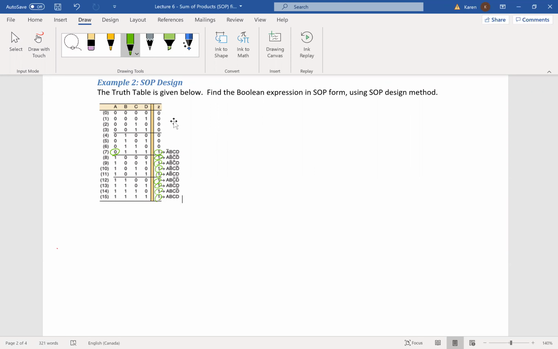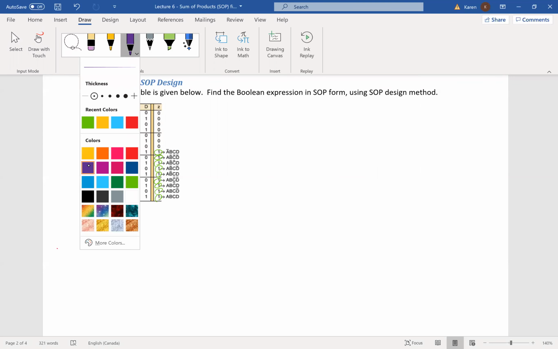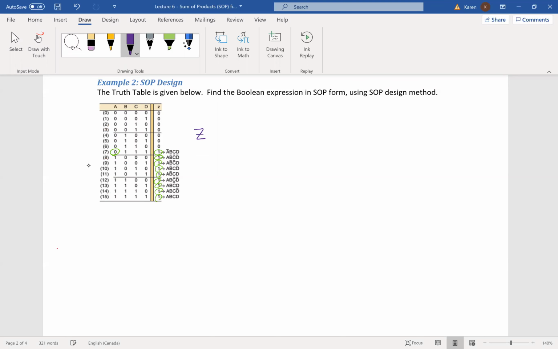And then the final step is to add all of those products together. So therefore, the output in this case, Z, is equal to the sum of all these products. There are 9 products. So let's write down what that is then. The Boolean expression that describes this truth table is the sum of all these 9 products.